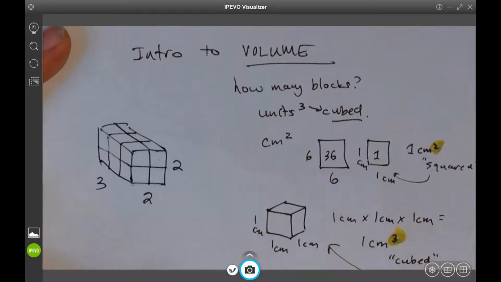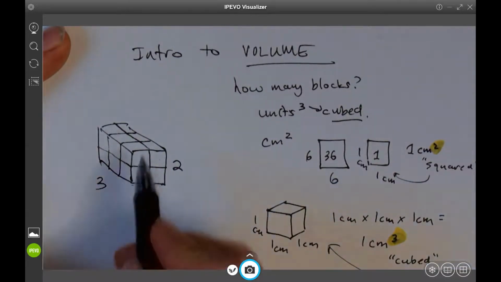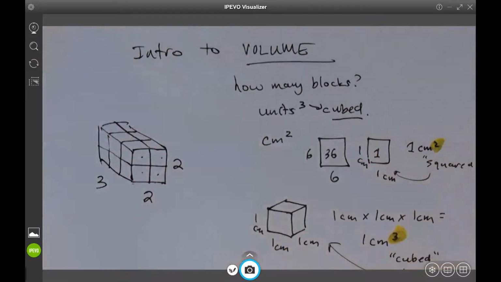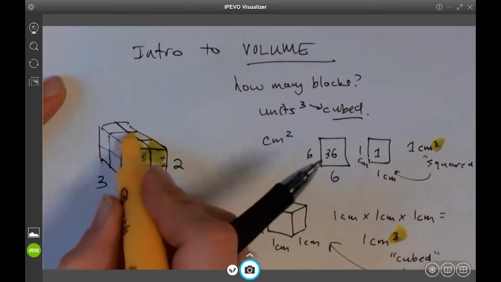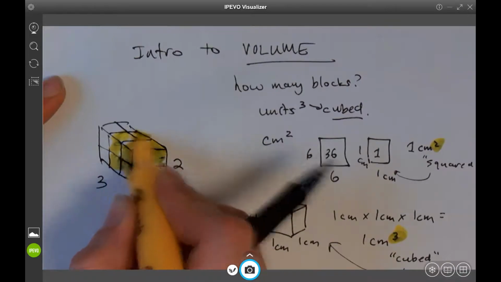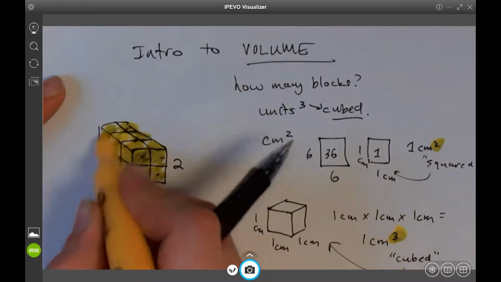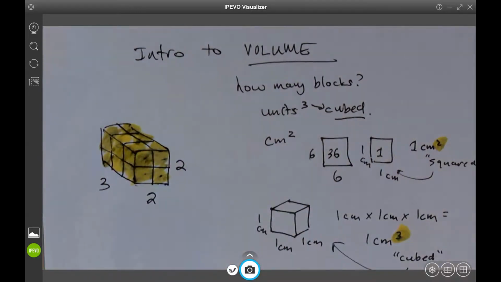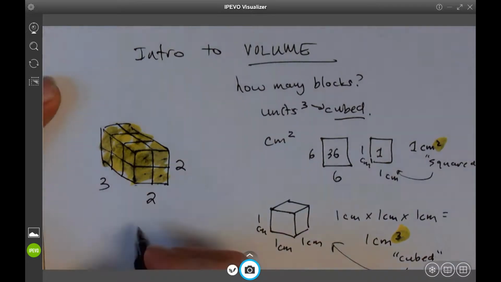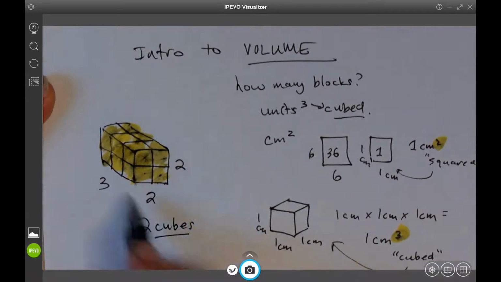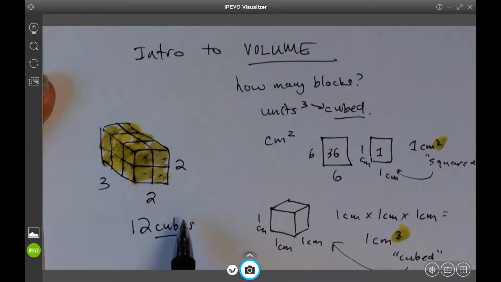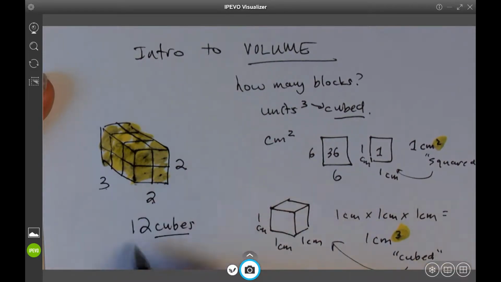So now we can actually physically count how many cubes are here. I'm going to color them as I count them. 1, 2, 3, 4, 5, 6, 7, one behind, 8, 9, 10, 11, and 12, one behind there. I can't see them all, but if you could, it would be 12 cubes, or 12 blocks. Now, another way to do this is just to multiply them all. 3 times 2 times 2 is going to be, that's 4, that's 12. It's going to equal 12.